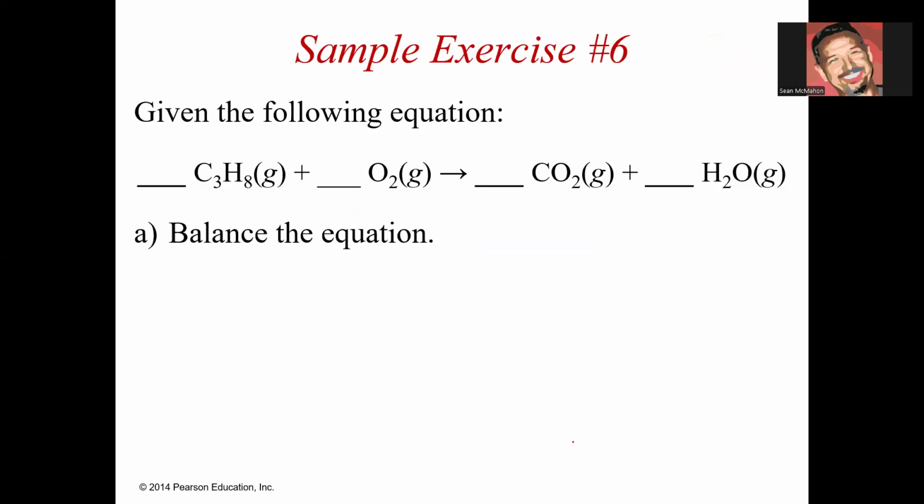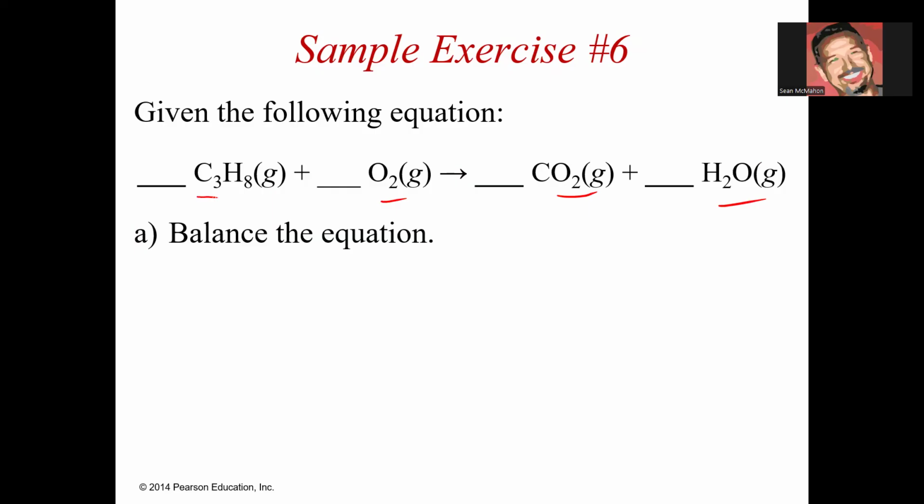So we're going to do the same thing, okay? I'm going to break it down step by step. So given the following equation, this is propane. It's a combustion reaction. How do I know? O2, CO2, and water. I need to balance this. How am I going to do that?